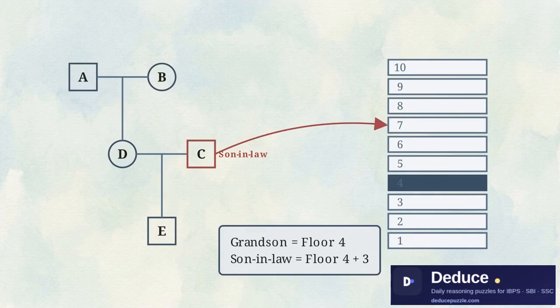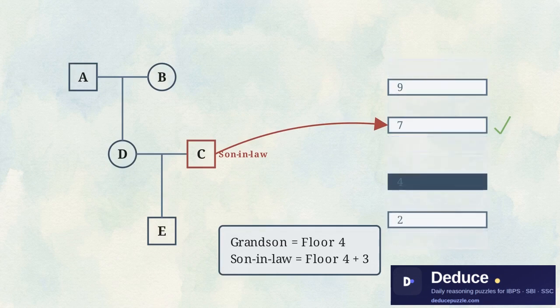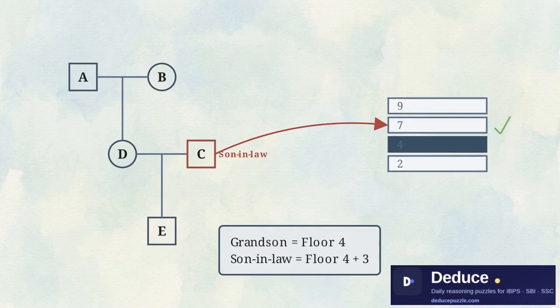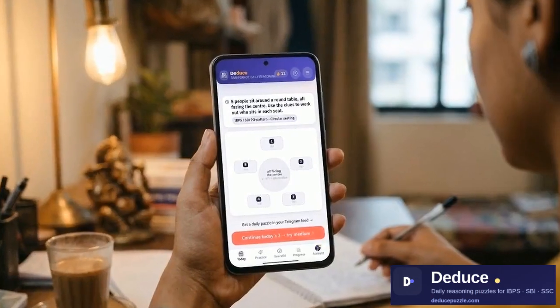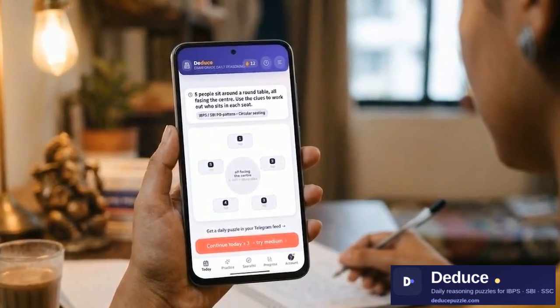Because C is the son-in-law, the rule placing him 3 floors above the grandson on floor 4 can be applied. Floor 7 is now locked. When you resolve a position in one framework, it collapses the possibilities in the other, turning a grind into a rapid, locked solution. The puzzle is solved. The anxiety of the timer is gone.